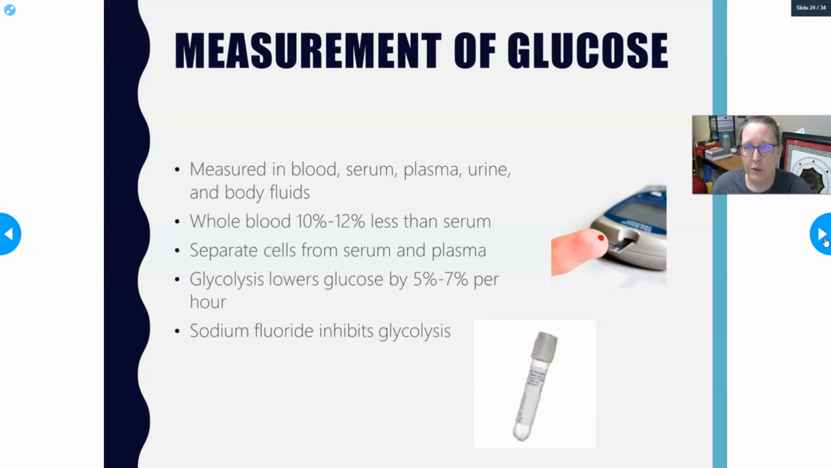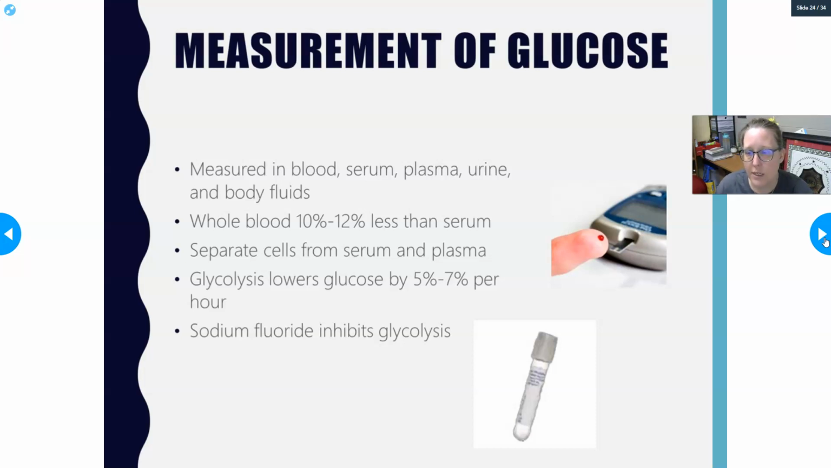There's different ways that glucose can be measured. It can be measured in blood, serum, plasma, urine, and body fluids. So blood meaning whole blood. So you do have to know that whole blood readings are going to be 10 to 12% less than the serum readings because of the presence of red cells in the sample.